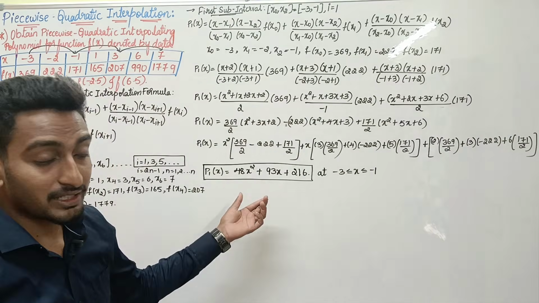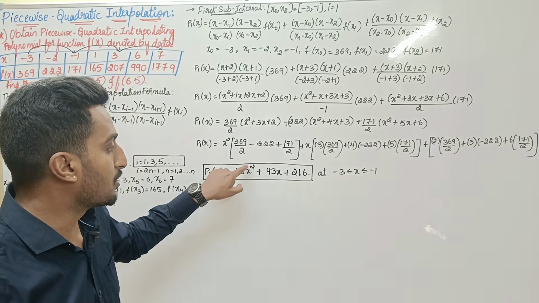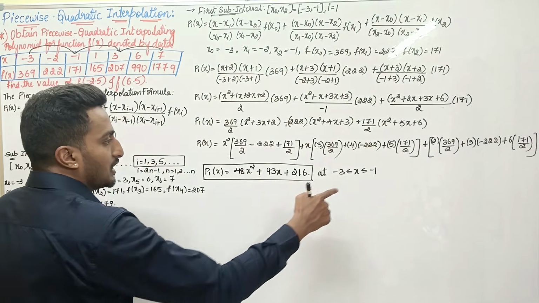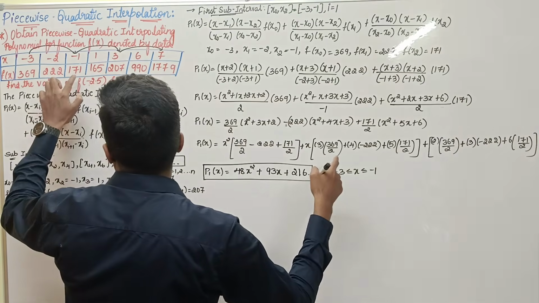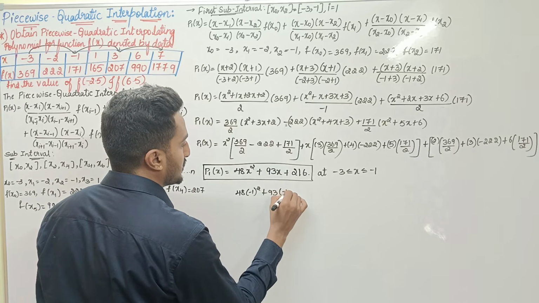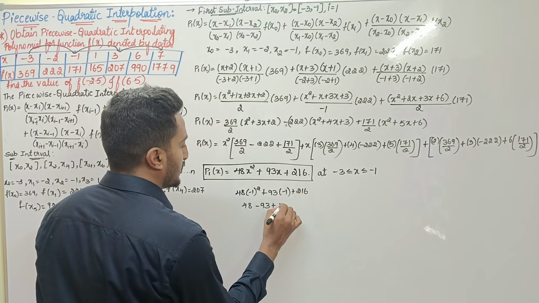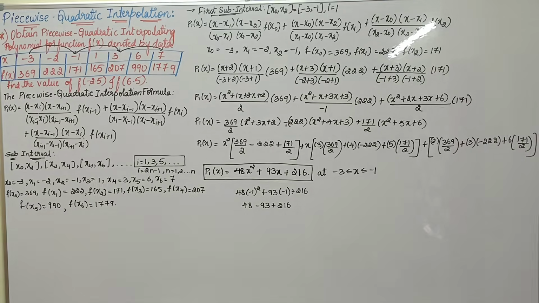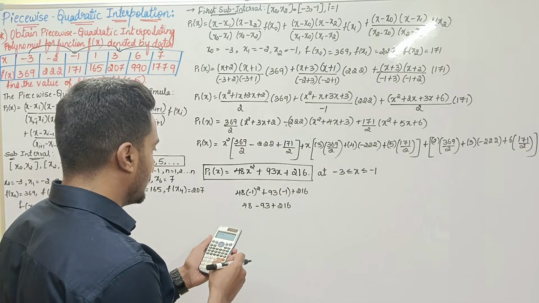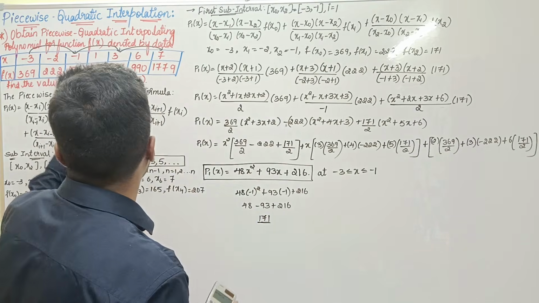Whether this is a quadratic equation: the first term we have got is 48x square, the variable power is 2, then only we call it a quadratic equation. Whether this is correct or wrong, how to verify? If I take minus 1, I need to get the value 171. 48 into minus 1 whole square plus 93 into minus 1 plus 216, that is 48 minus 93 plus 216. If you use the calculator, you get 171. If the value is correct, then all the terms will also be correct.